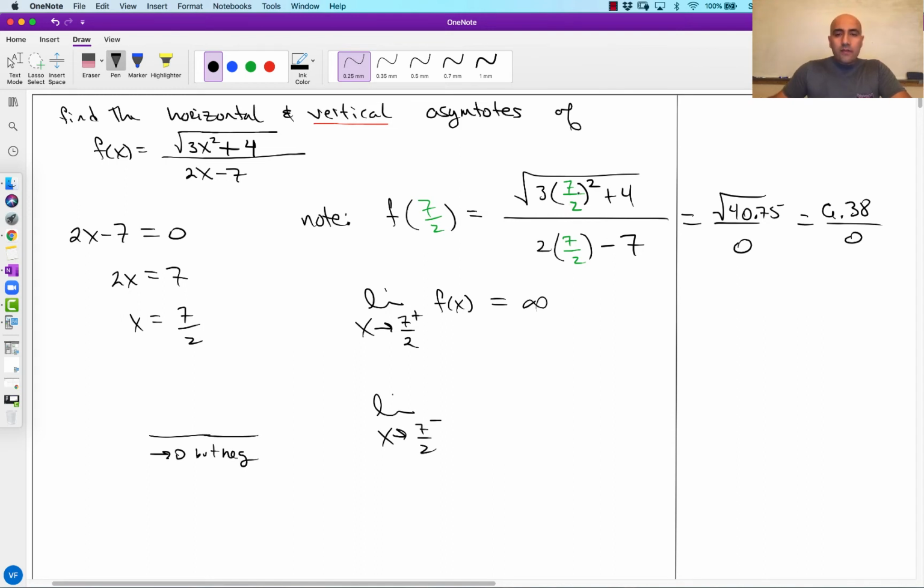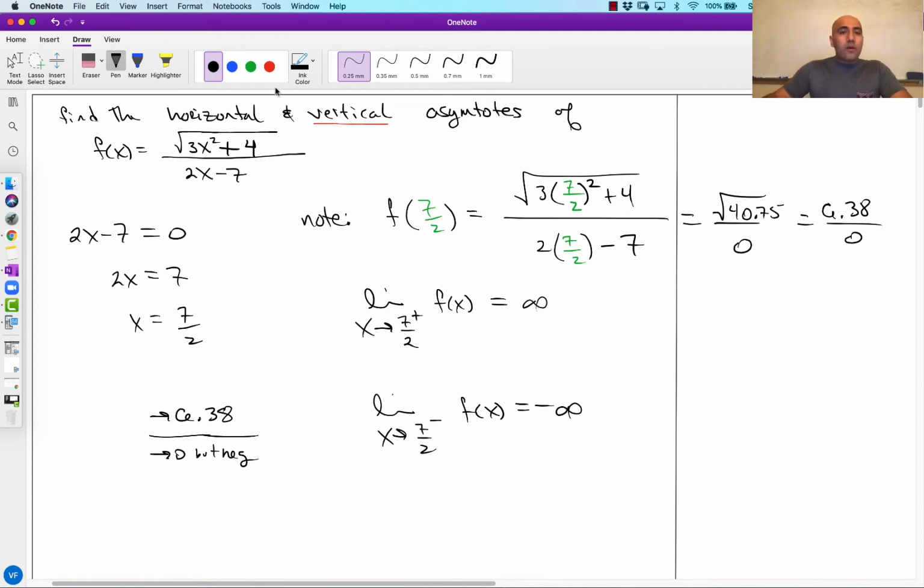Whereas in the numerator, it doesn't matter so much. If I'm getting close to this number, but always a little bit smaller, squared, times 3 plus 4, square root of that, I'm still getting really, really close to the number 6.38, right? I'm approaching a constant. So this is approaching zero, but always negative, and this is approaching this constant. So the whole thing is blowing up toward negative infinity. So this lets me know that this is a vertical asymptote, and it's heading toward negative infinity from the left of it, and toward positive infinity from the right of it.